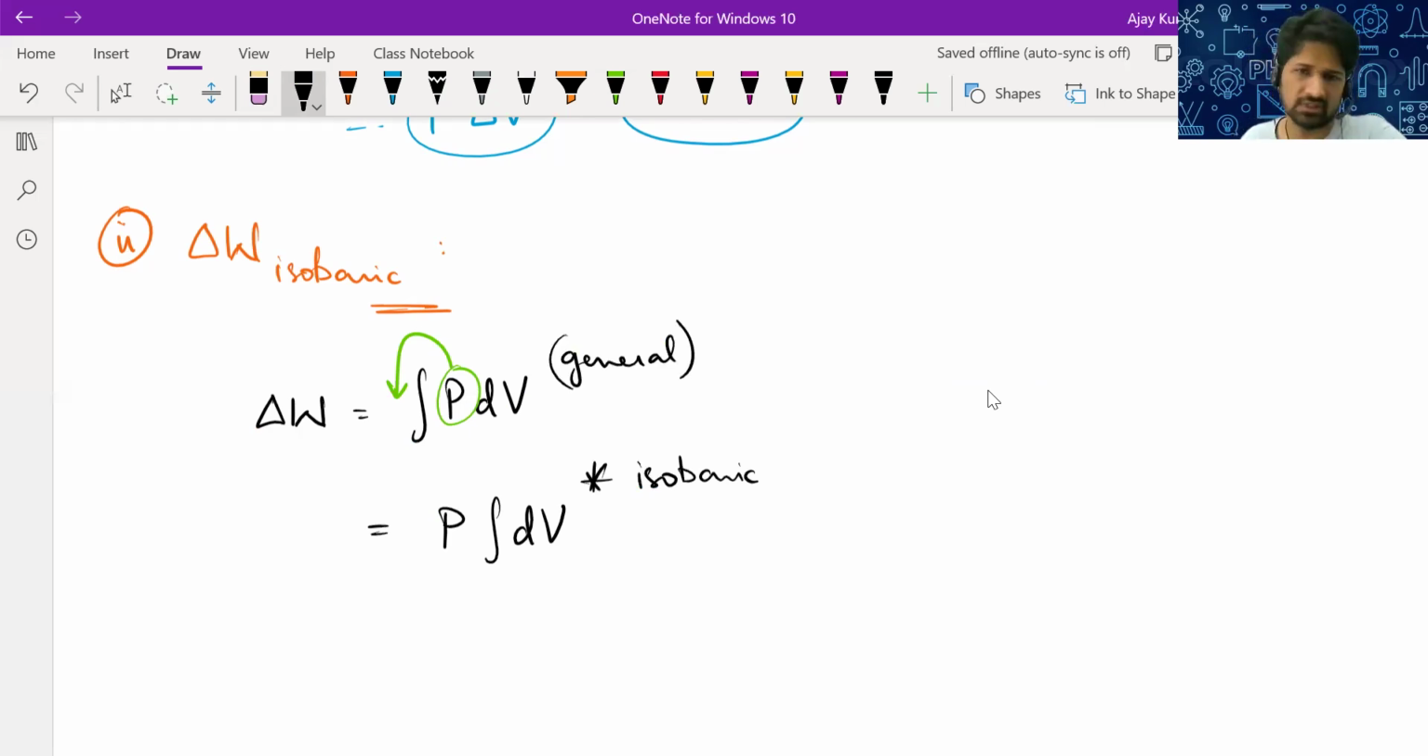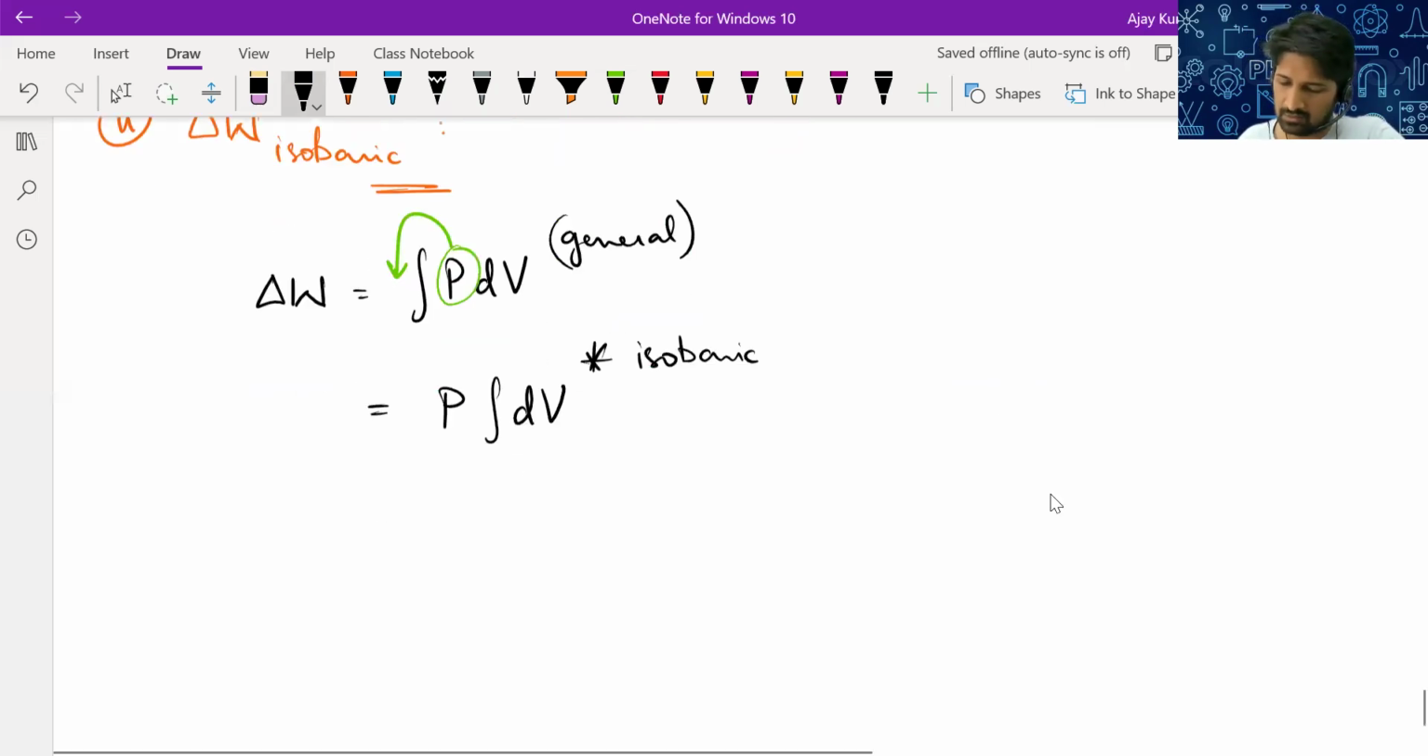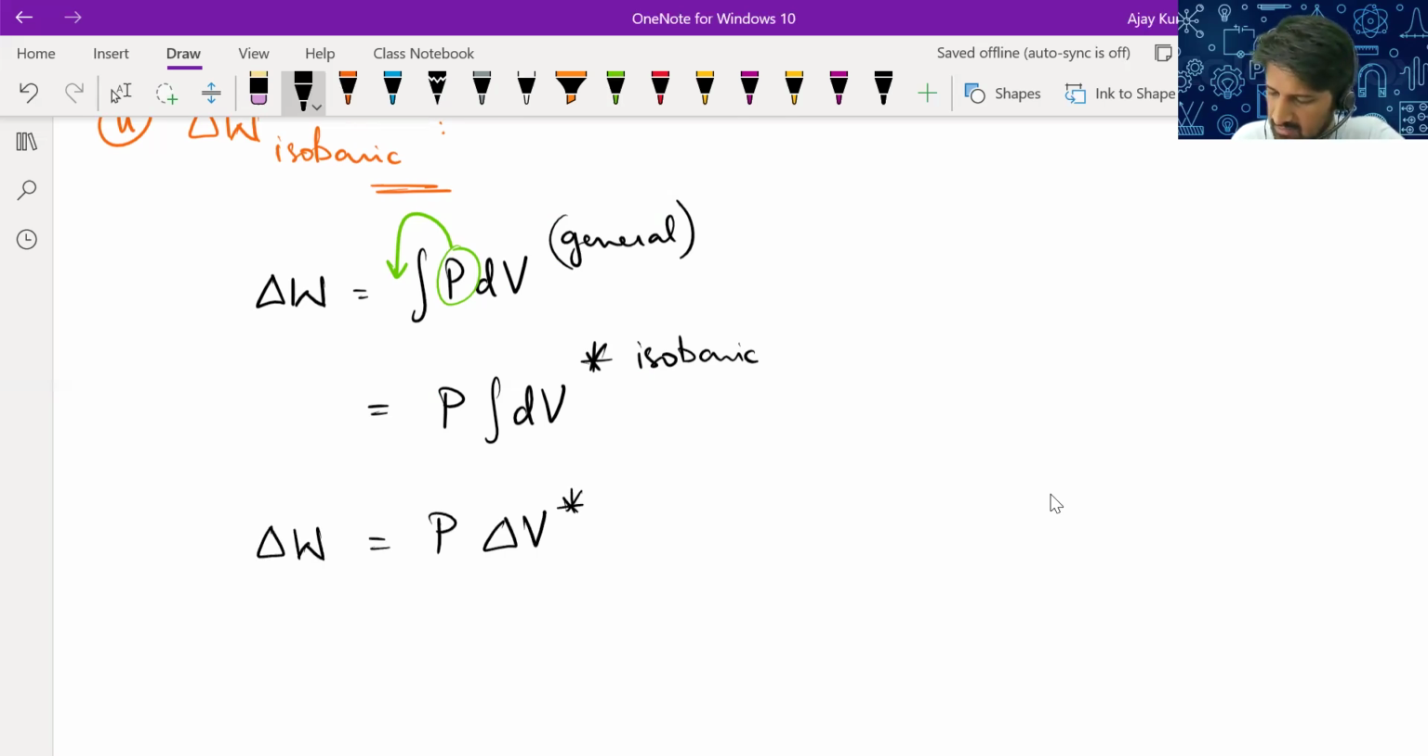Okay, I asked for the general formula. Fine. So constant pressure multiplied with integral dV. dV stands for small change in volume. Integral dV becomes total change in volume. Therefore, work done in an isobaric process can be calculated like this. Pressure multiplied with the volume change that happens.